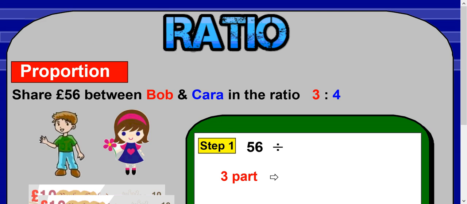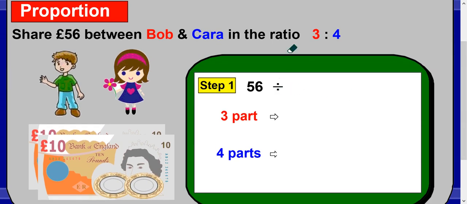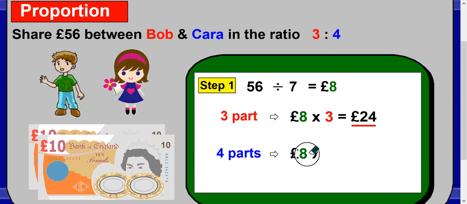So let's look at this one here. We're sharing £56 between Bob and Cara in a ratio of 3 to 4. So I'll split my 56 into a total of 7 shares. So 56 divided by 7 equals 8, and the 3 parts, that's 3 times 8, that's 24, and then 4 parts is 4 lots of 8, which is 32. Just double check it comes to 56. Now, when you're doing exercises in the book, I would try and use the parts, 3 parts and 4 parts, or 2 parts and 1 part.